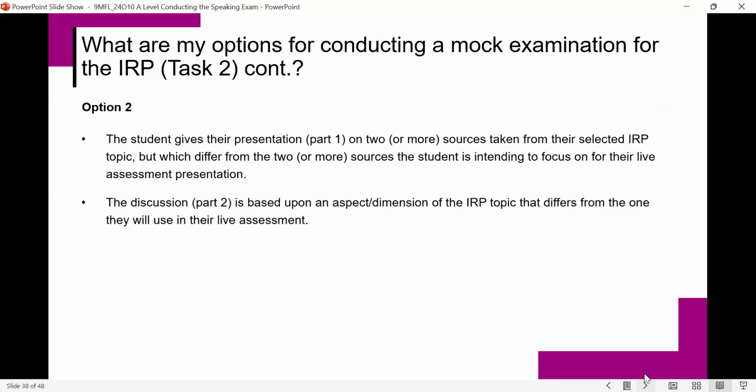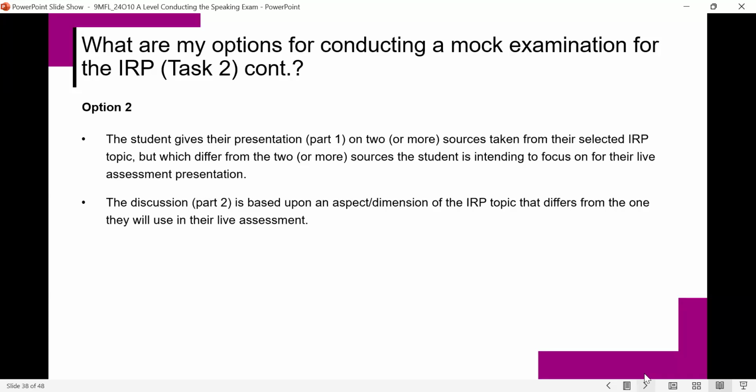Or option 2, the other thing that you can do is that the student gives their presentation part 1 on 2 or more sources taken from their selected IRP topic, but which differ from the 2 or more sources the student's intending to focus on for their live one. So they do their presentation about 2 different sources from the topic they're going to do. And then the discussion for part 2 is based on an aspect or dimension of the IRP that differs from the one that they will use in the live assessment. So you can either do a generic whole class thing, or they can do a practice on a similar and related area, but not the same.